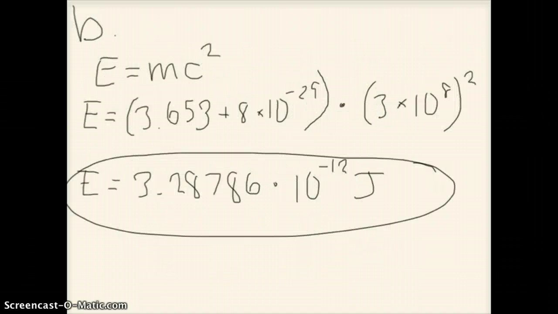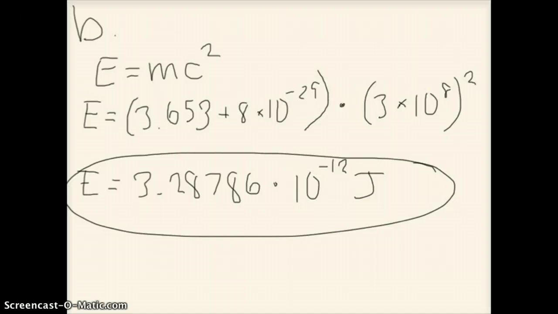For part B, it says determine the energy in joules released from a single fusion reaction. So that means for one of the reactions stated above, 3 deuterium to 1 helium, 1 hydrogen, and 1 neutron, how much energy do you lose? Or how much energy do you gain? So what you can calculate is if the mass is lost, then the energy must be gained.